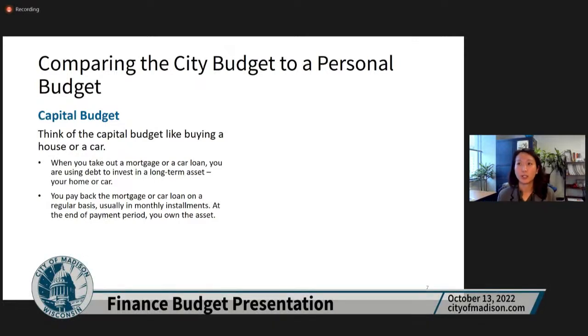So one analogy I like to use that compares the city budget to a personal budget is, a capital budget for a household would be like buying a house or a car. For most people, you're not paying for that outright. You're borrowing money through a mortgage or a car loan. So you're taking debt to invest in a long-term asset. And then you're paying back debt over time on a regular basis through monthly installments. And at the end of the payment period, you own the asset. Similarly, there might be a multi-million-dollar road reconstruction project where we borrow money and we pay that back over time through debt service.